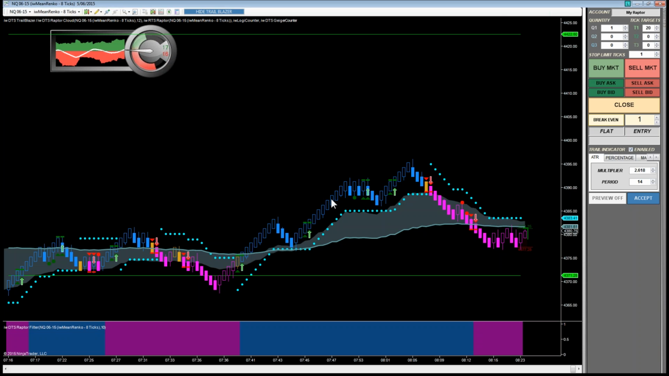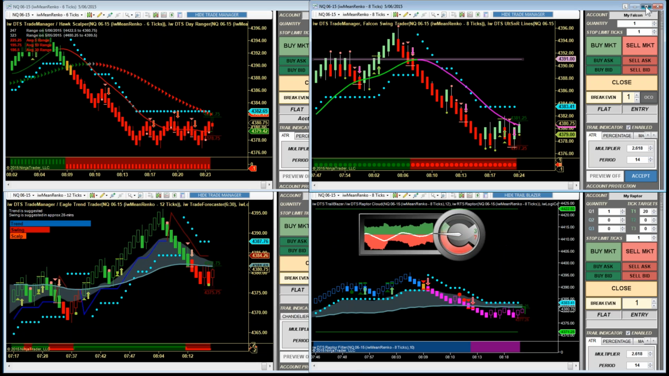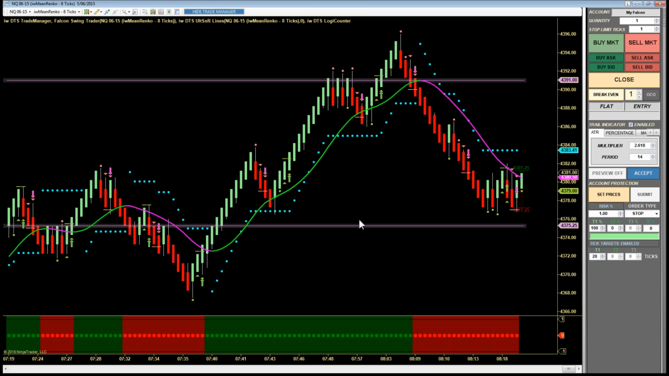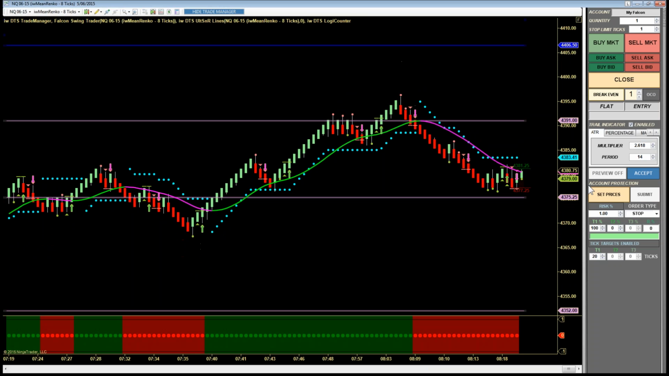Bob is asking, will you show support and resistance? Well, right now I just have the support and resistance loaded on the Falcon, only because it's redundant. I could have it on all the charts, but the information does not change. So this is the ultimate support and resistance suite. Here's the ultimate support and resistance suite on crude oil.